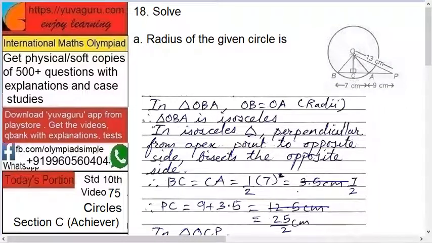Perpendicular from the apex, this from O to the opposite side means AB bisects the opposite side, right? So OC is perpendicular to AB and AC equals BC, right? Also you can take it that the segment from the center to the chord which is perpendicular to that chord always bisects. That logic can also be used. Okay, so therefore use anything.